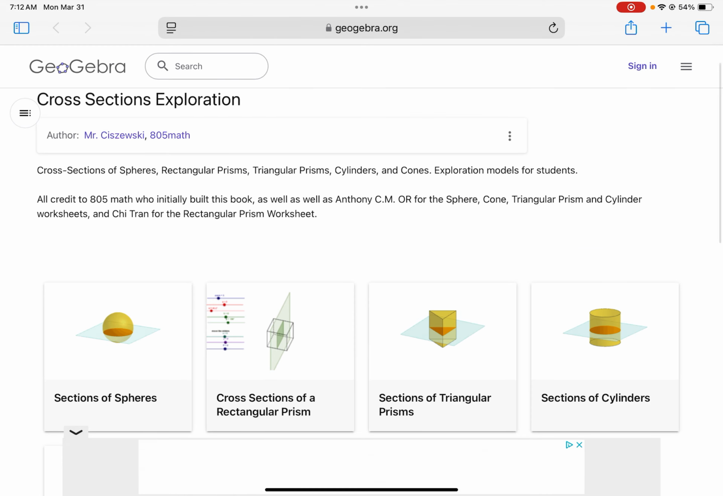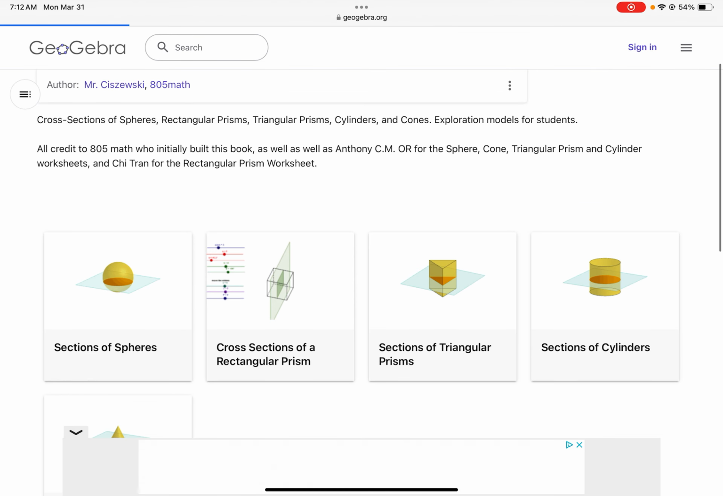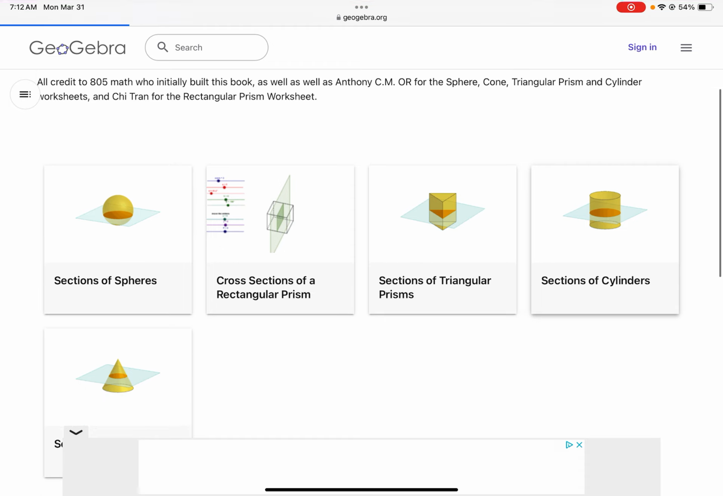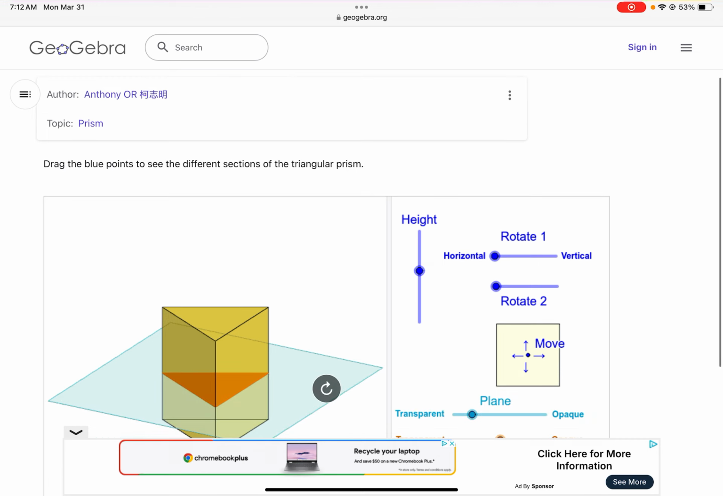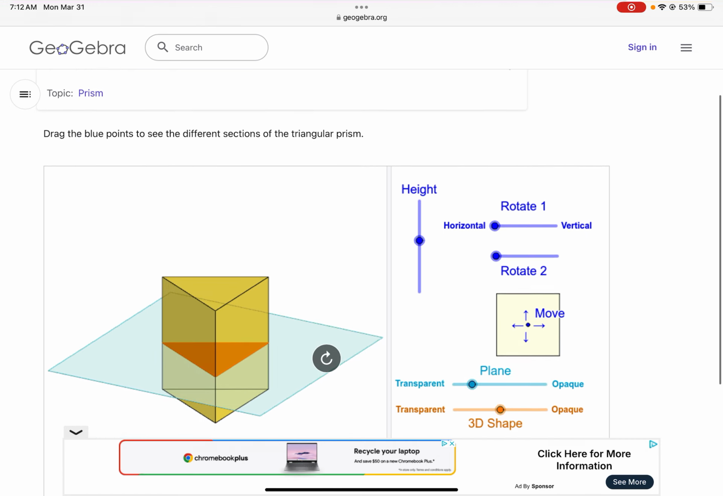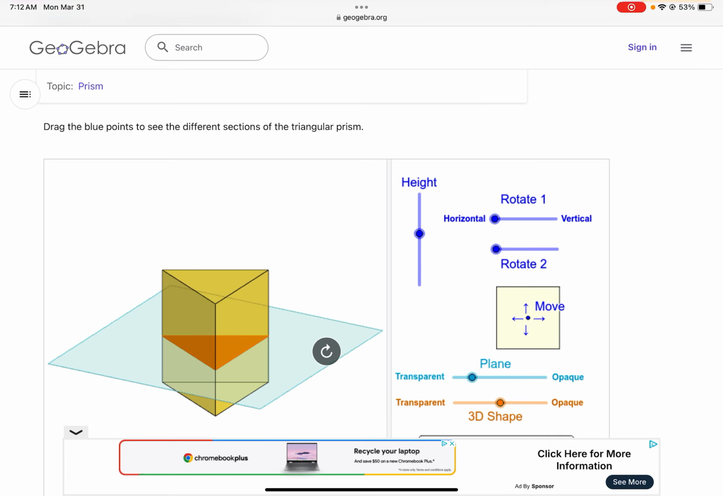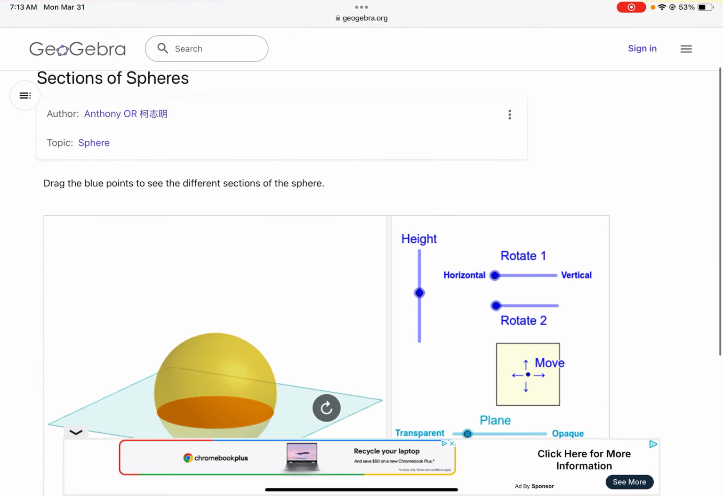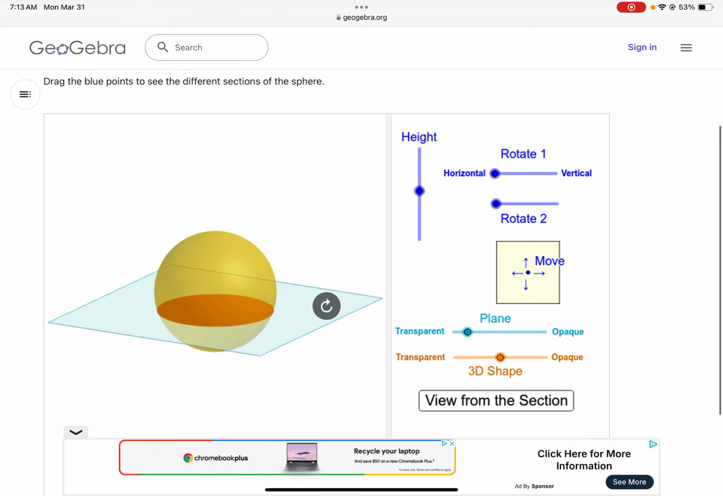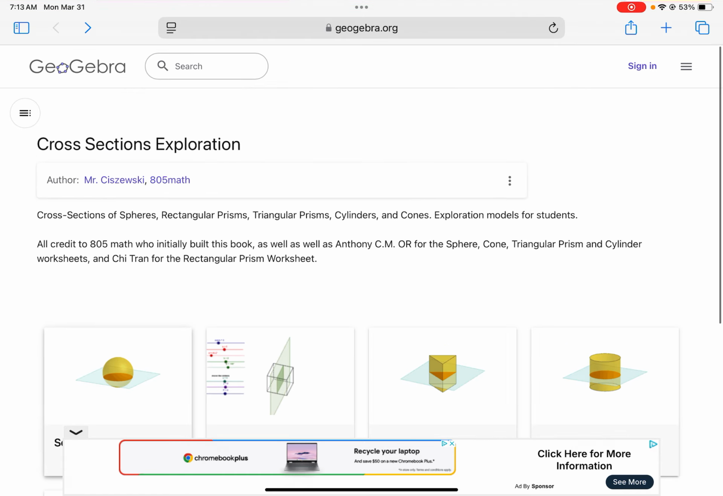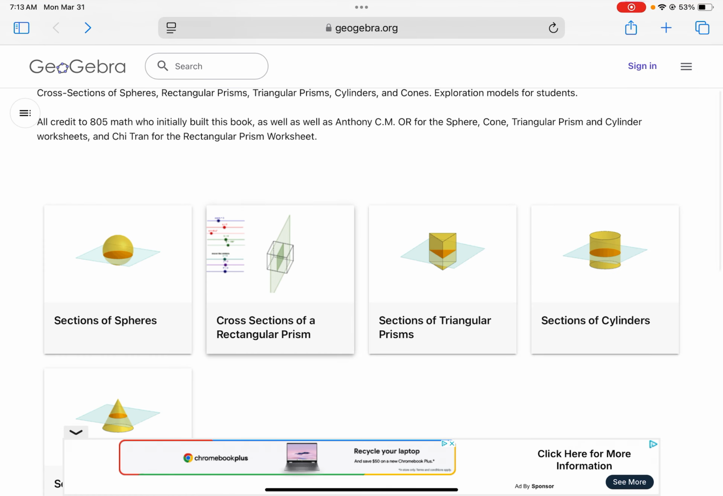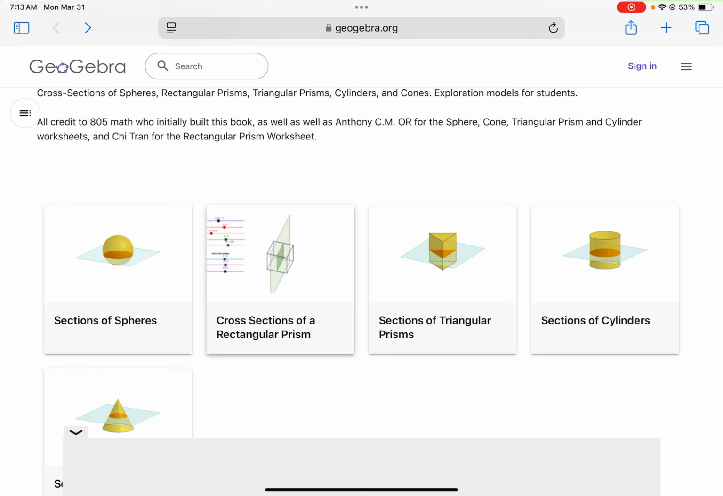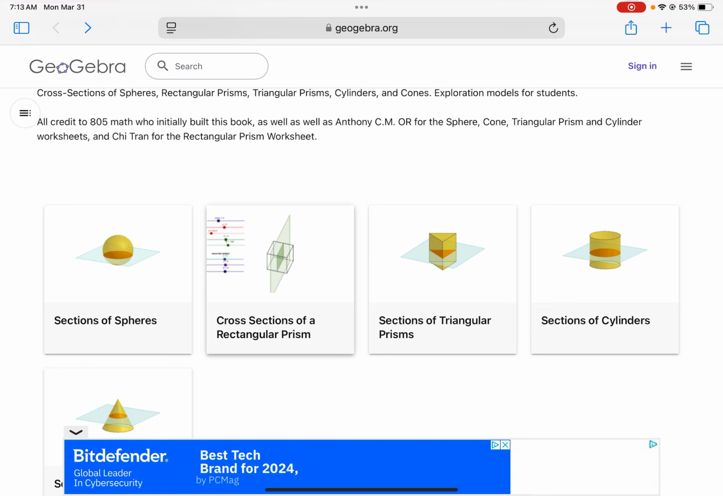Hey guys, for your warm-up today, I want you to open this GeoGebra website and click through all of the different options and play around with them and figure out what you notice about the cross sections for each one. Do that for about 8 to 10 minutes. Fill out the top portion of your notes. Pause the video until you finish that.